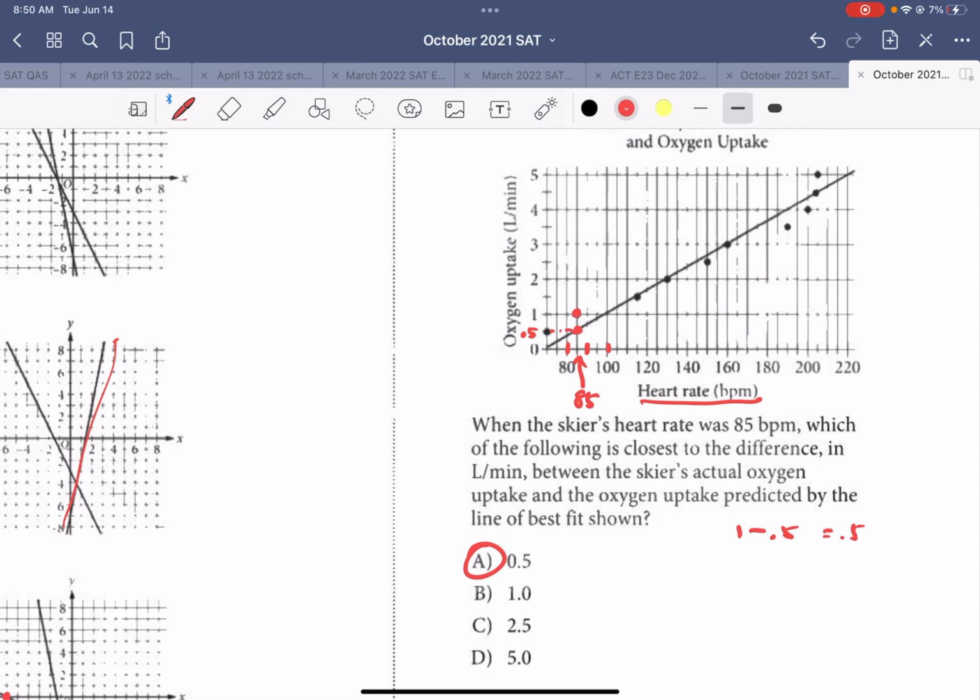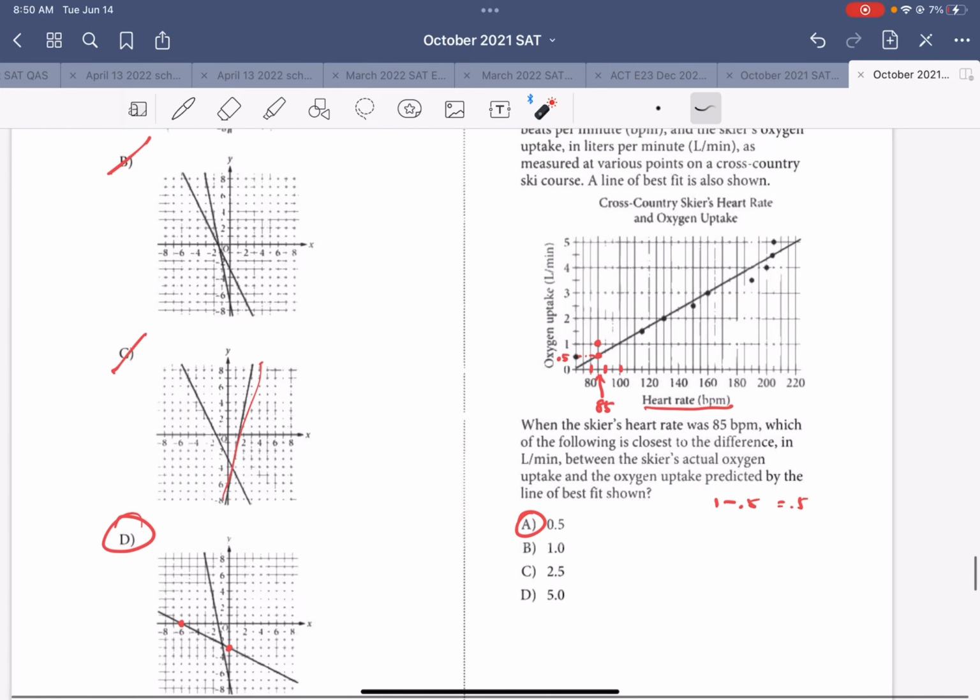So you look for 85 on the x-axis because that's the heart rate. And then you follow that, and that is the actual point and this is the predicted. So their difference should be 0.5. Okay.